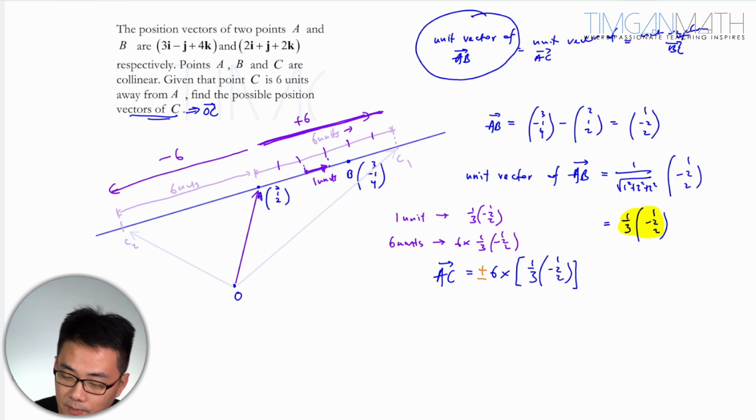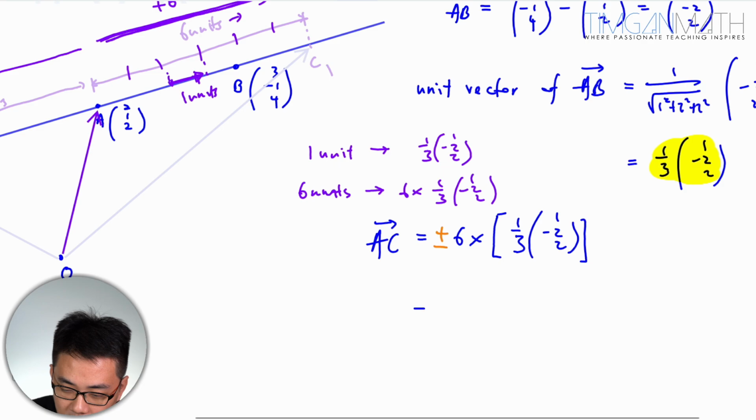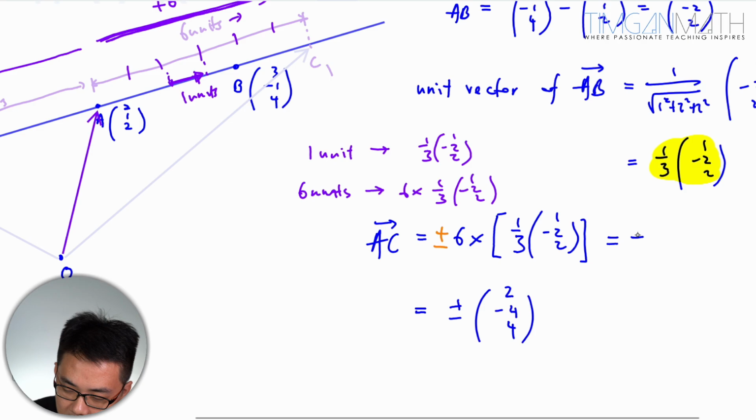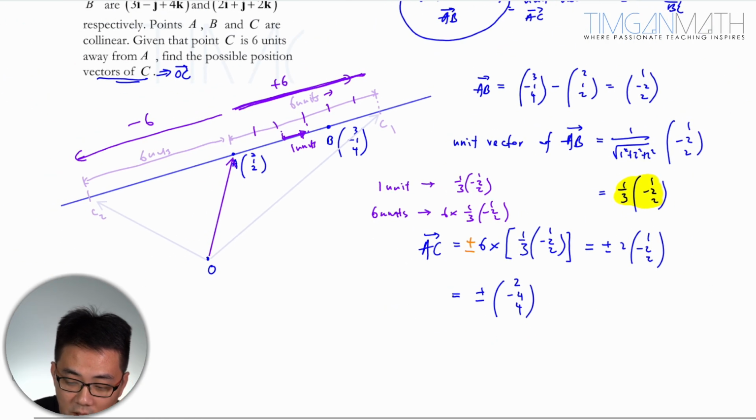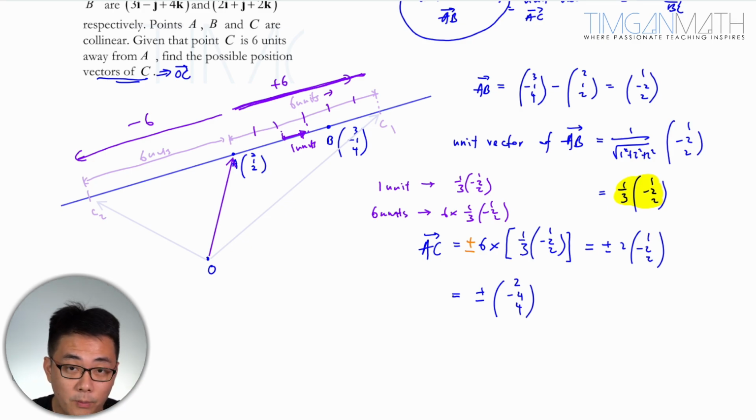Okay. That's about it. Then once you're done already, this will be 2. So this will be plus minus 2 minus 4, 4. I'll just multiply this in. This is actually plus minus 2, 1 minus 2, to multiply all the values inside. This is a vector, so just multiply it in. So you have AC is plus minus 2, negative 4, 4.